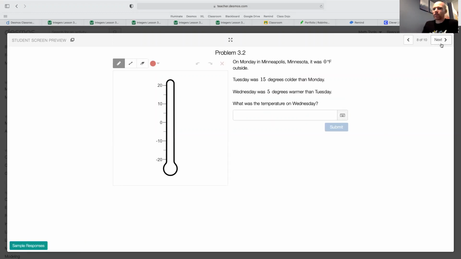All right, next it says, on Monday in Minneapolis, Minnesota, it was 0 degrees outside. Tuesday was 15 degrees colder than that, so we already figured that out on the previous question. That's negative 15. But then Wednesday was 5 degrees warmer than it was on Tuesday. Okay, so we started at 0, then it went down to negative 15 on Tuesday, but then it went up 5 degrees, right? Warmer is up, and that gets us back to negative 10. So I think the answer on this one's going to be negative 10.